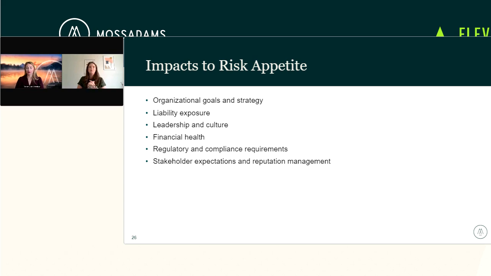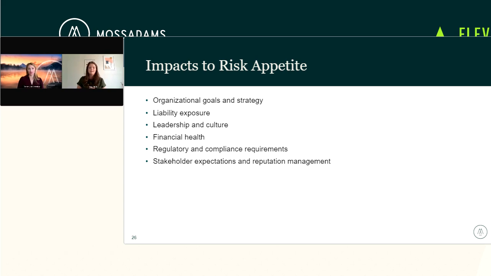Liability exposure. Projects with higher potential liabilities might warrant a more cautious risk appetite, which makes a lot of sense, right? If we're taking on a project or a program that creates liabilities for us, we might want to be more cautious. This can be really common if you are a fiscal sponsor, nonprofit, or an organization that provides funding to other organizations, when we really want to be thinking about something like liability exposure.